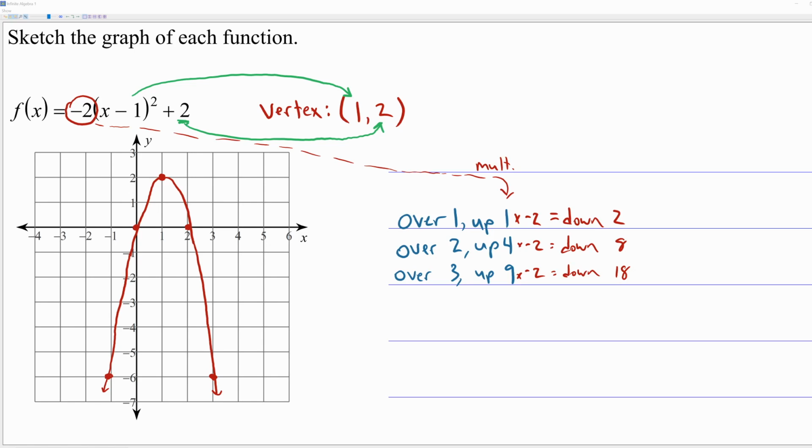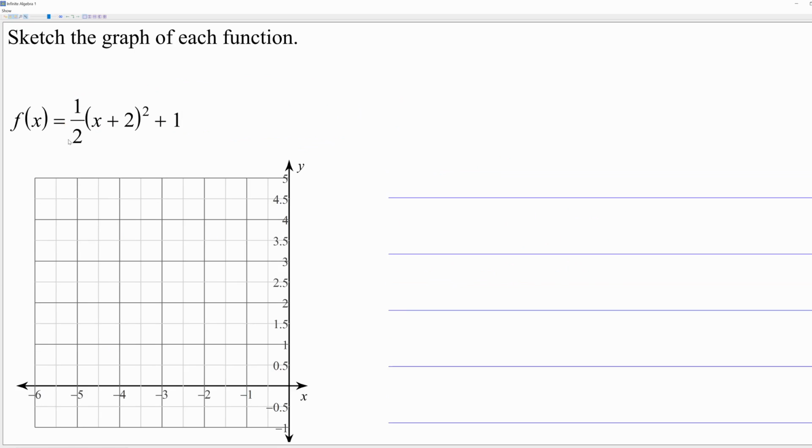Okay, I think I have one more example. So here we go. It doesn't matter that this is a fraction. It'll work exactly the same way. So let's identify where the vertex is. So this number grouped in with the x, that gives us the x-coordinate. Remember, you have to change the sign of this one, so it's negative 2. And then the number at the end, that gives you the y-coordinate. So the vertex is at negative 2, positive 1. And you can go ahead and plot that if you like.